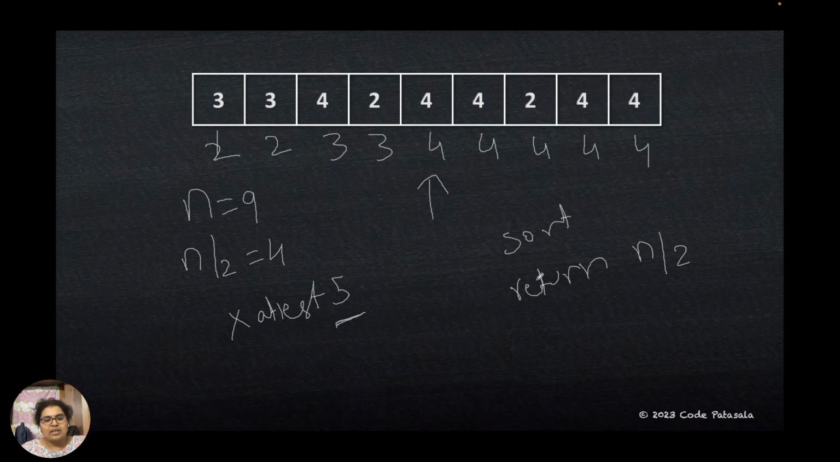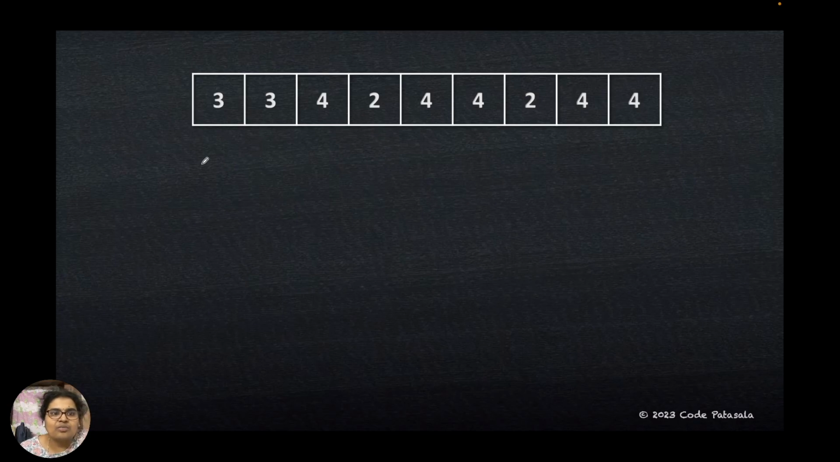Okay, so this is one approach. The other approach is to find the frequency of the numbers in this array. For example, if we calculate a frequency map for this given array, it would be 3, which is occurring 2 times, 2, which is occurring 2 times, 4, which is occurring 5 times. Now we will go through the map element by element, and whenever we find an element whose frequency is greater than n by 2, which is 4 in this case, we will return the key of that.